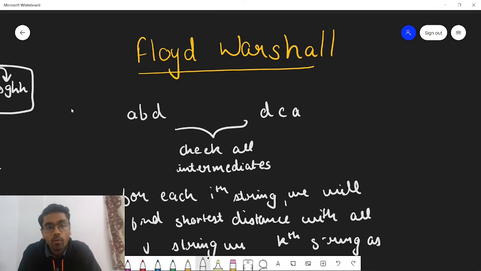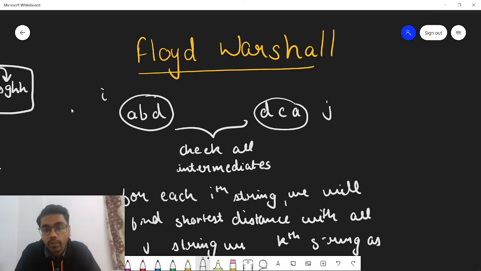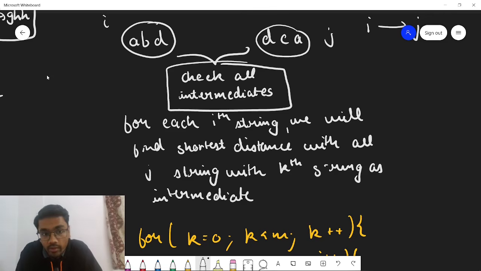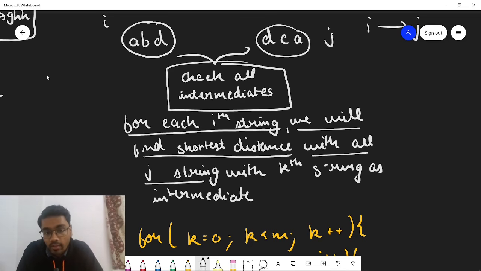So Floyd Warshall says what? Let's say you have one substring i and some substring j. You need to convert substring i to substring j, but we will check all the intermediate nodes in between. So what does it say? It says for each ith string, we will find the shortest distance to every jth string, with the kth string as intermediate. Same thing that I have told you.